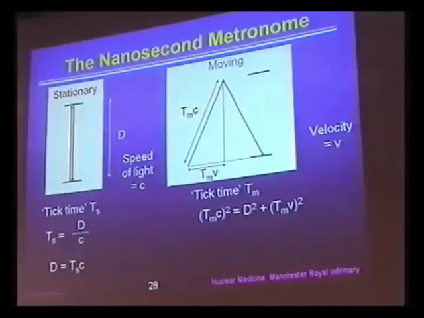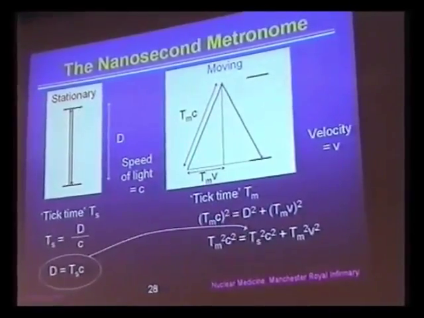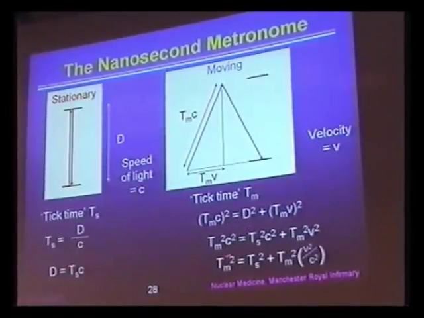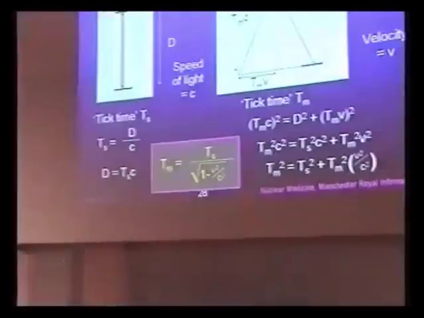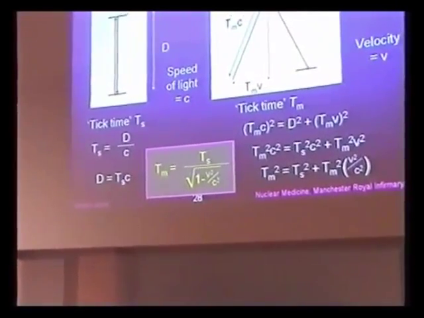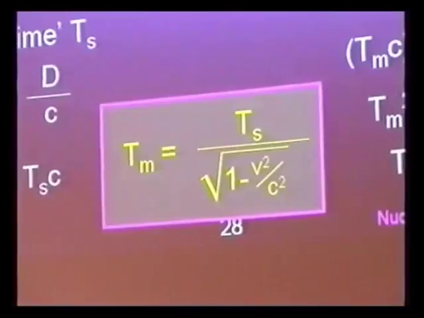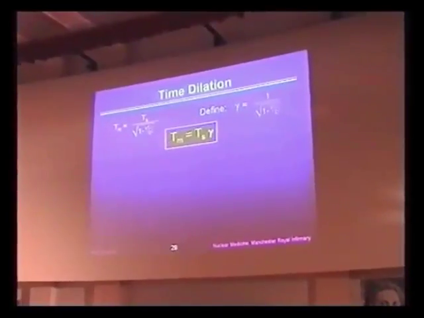If we square those up, we get tm squared times c squared is equal to d squared, which we know from this equation is ts squared times c squared, plus tm squared times v squared. If we divide through by c squared, we get tm squared is ts squared plus tm squared times v squared over c squared. And a little bit of rearranging shows that tm is ts divided by the square root of 1 minus v squared over c squared. That is a result that only relies on Pythagoras, but it's a rather surprising result, called time dilation. Just written it again here.